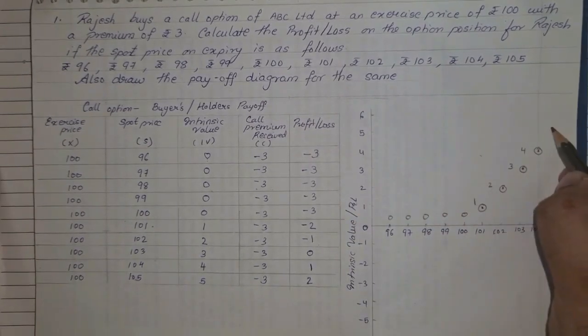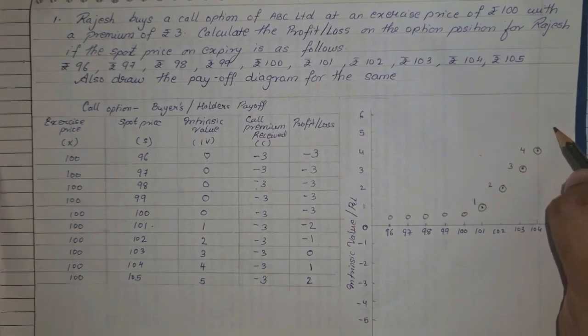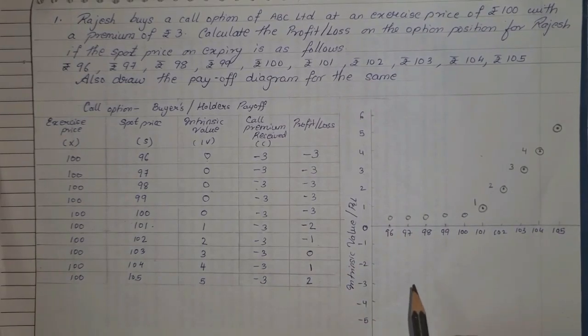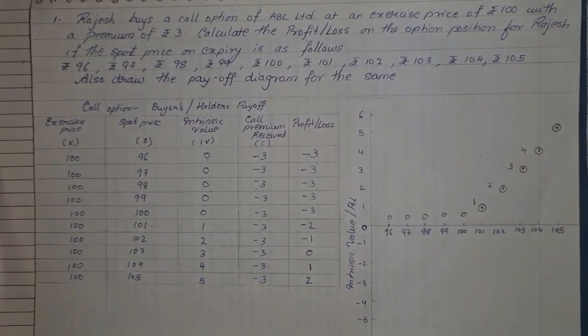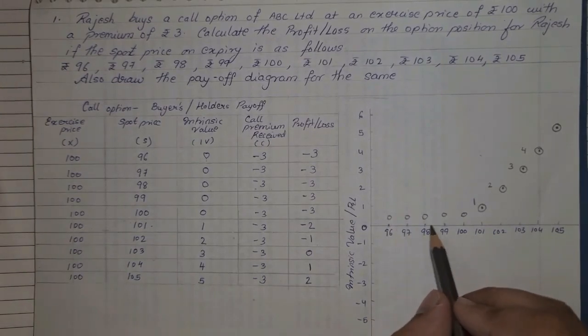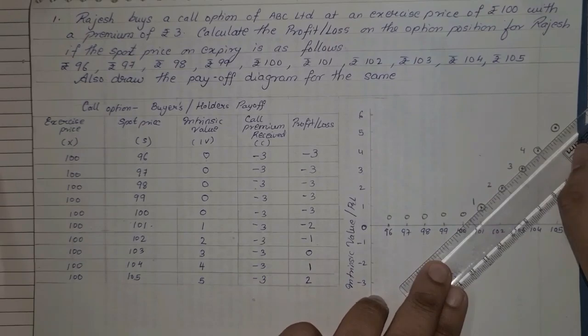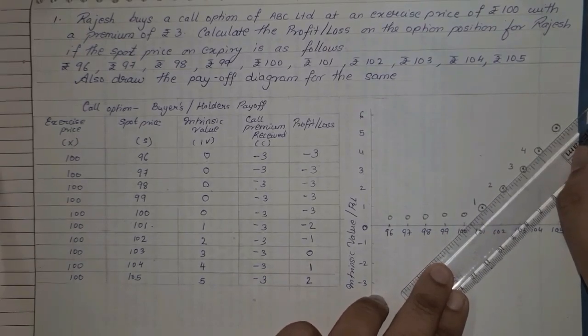So I'll just mark it. You can take the help of a ruler in this case also. So that's basically my intrinsic value. Now if I try to join it, since they were all zero, I don't have to mark it here. So from here, we have to mark all the points. So we're going to mark it down.